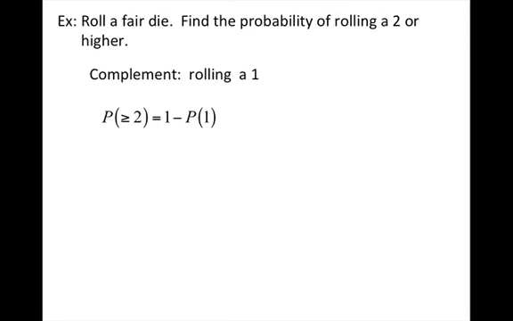So the probability of rolling greater than or equal to a 2 is 1 minus the probability of rolling a 1. Well, the probability of rolling a 1 is 1/6, and 1 minus 1/6 gives me the 5/6 that we mentioned before. And when you're working these problems, you can either work them straightforward and get the 5/6 as we did at the beginning, or you can work these using the complements. Just use whichever method is easier for you.